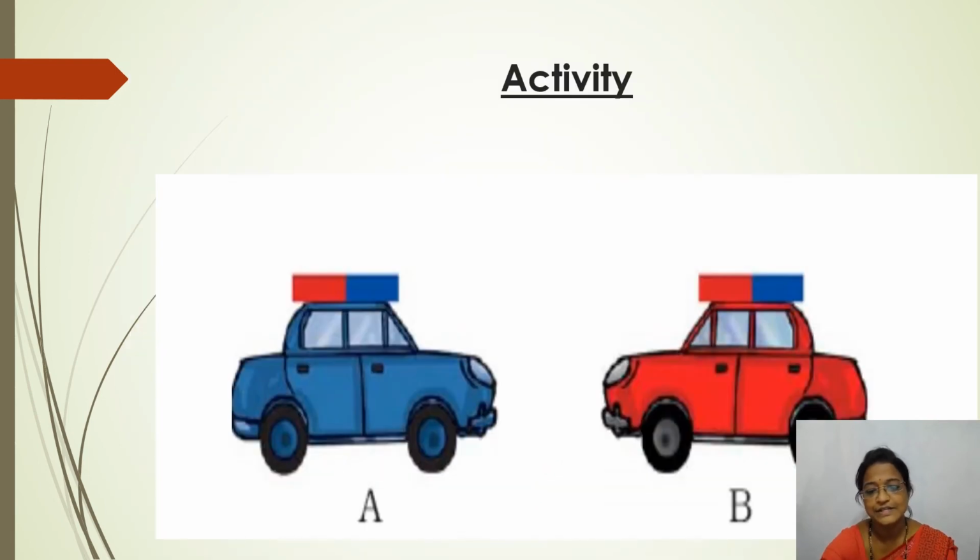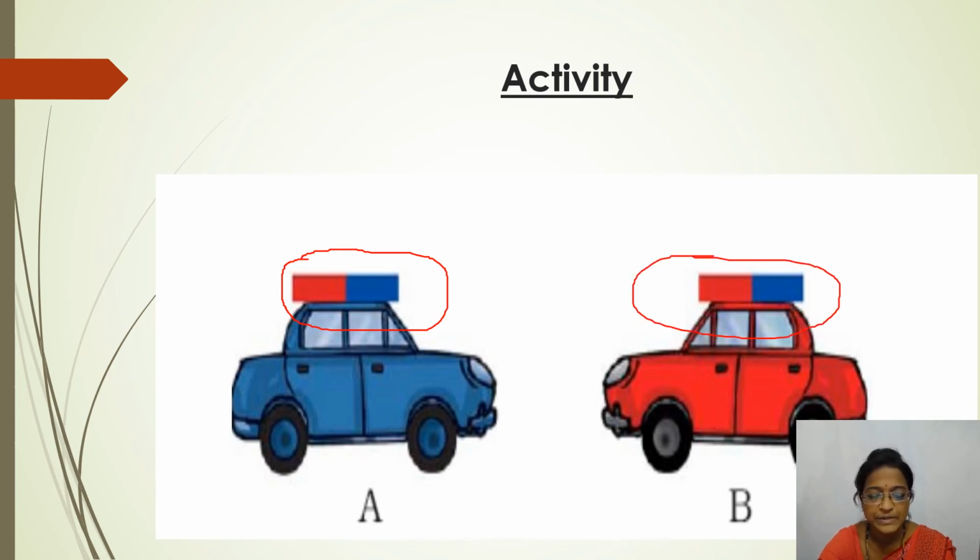So here is one more activity. Just take a toy car. Take two toy cars and two bar magnets, to see what happens when we take two like poles to each other and two unlike poles to each other. What you should do is take one bar magnet and suspend it on top of the car, like on two cars. Name it as A.